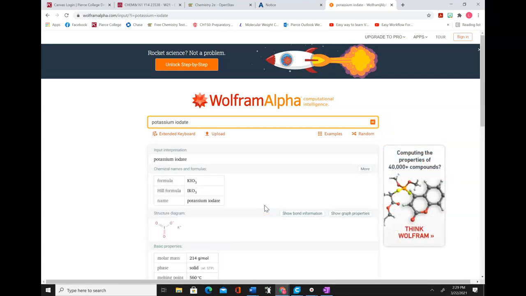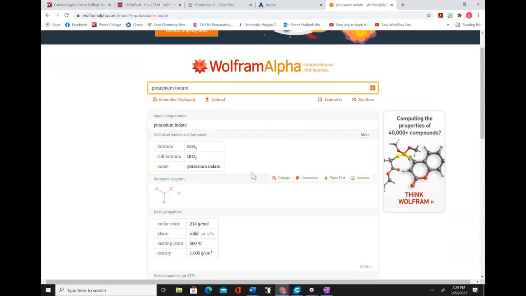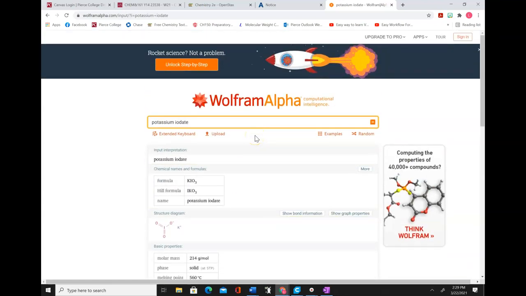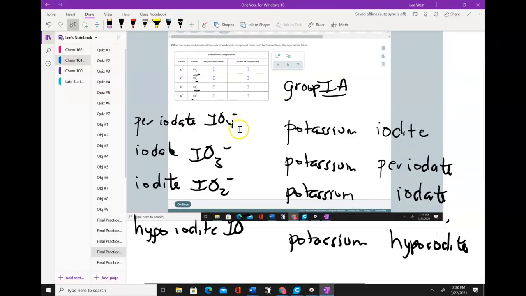So use a legitimate, scientific search engine. And Wolfram Alpha is perhaps the best one because it was built by a chemist. And that'll help a lot if you are going to check stuff like that online. All right, looking pretty good.